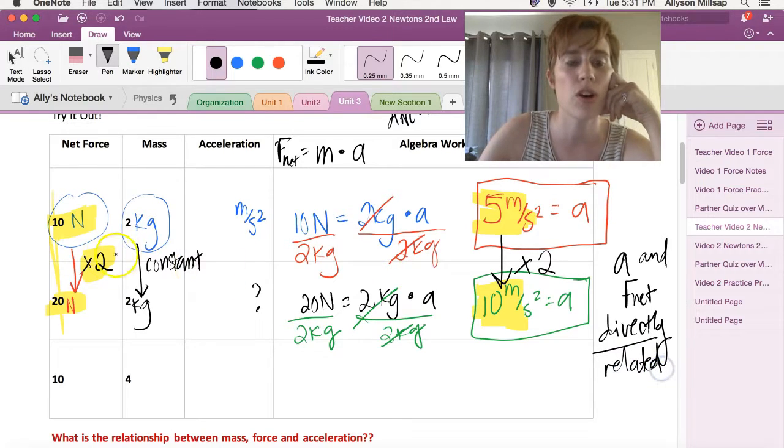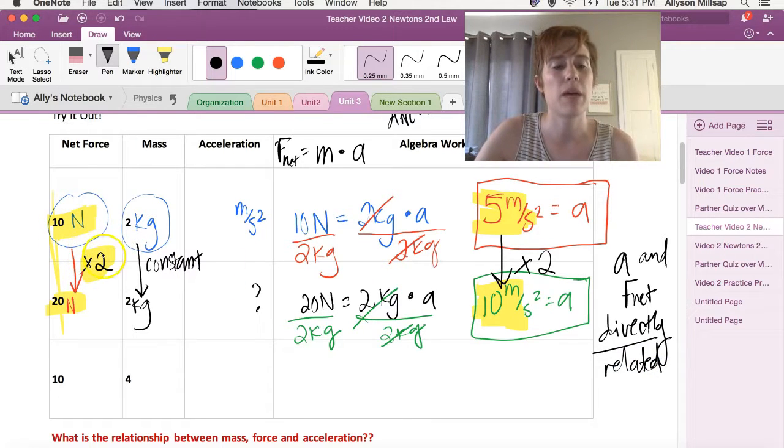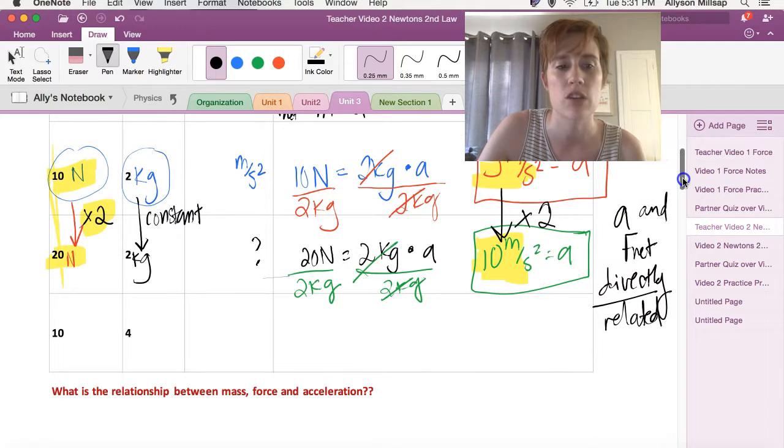Because when force is multiplied by a factor of 2, acceleration gets multiplied by a factor of 2 also. So force is getting bigger here, it's increasing. What is acceleration? It's also increasing. So a direct relationship. They move in the same direction.